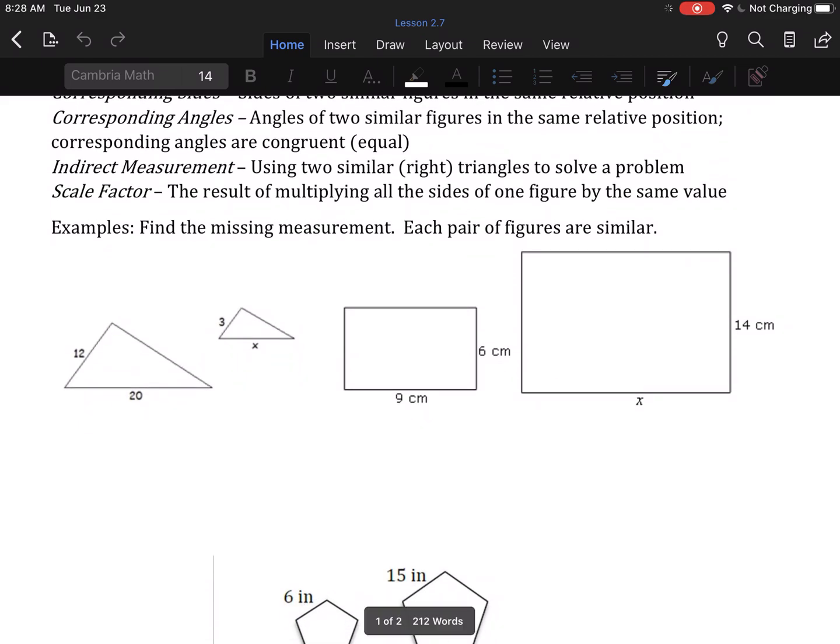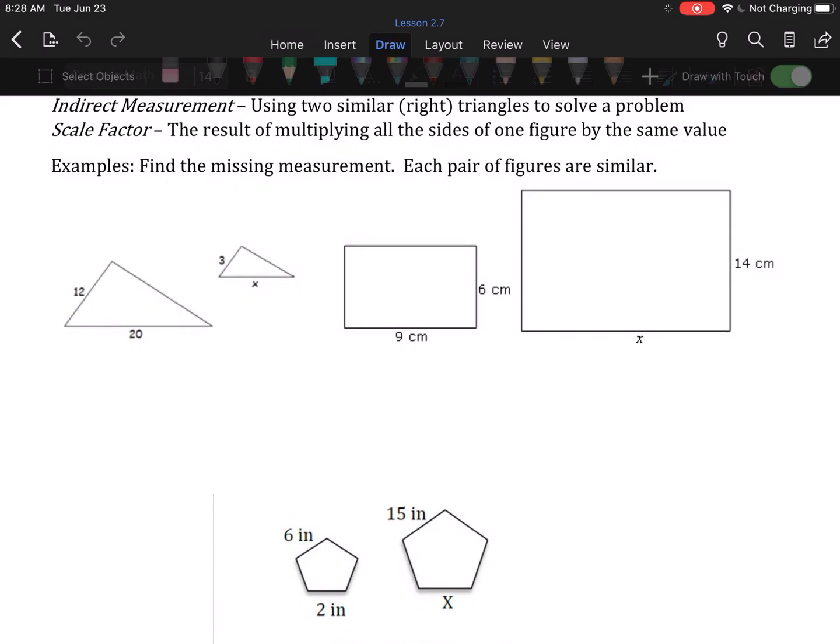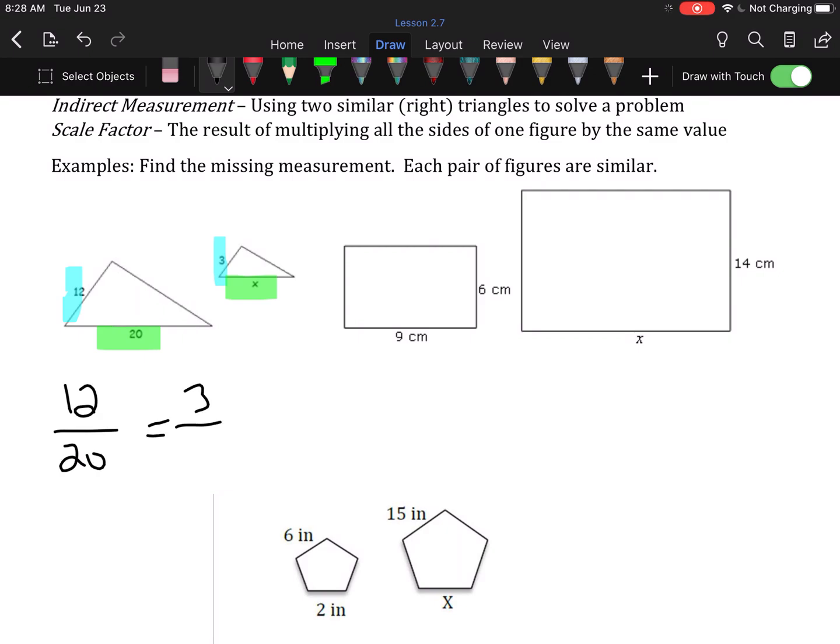First item on the agenda, find the missing measurement. Each pair of figures are similar, which means their sides are proportional. There's a couple different ways you could do these. For this first pair, you could say, okay, the 12 and the 3 are in the same position. The 20 and the x are in the same position, so I'm going to do 12 over 20 equals 3 over x. That's fine. When you cross multiply and divide, you get 12x equals 60, and x equals 5.